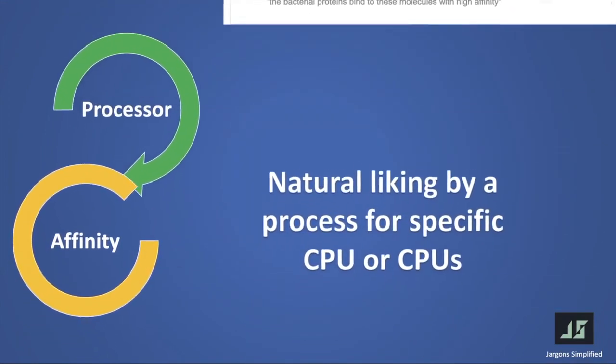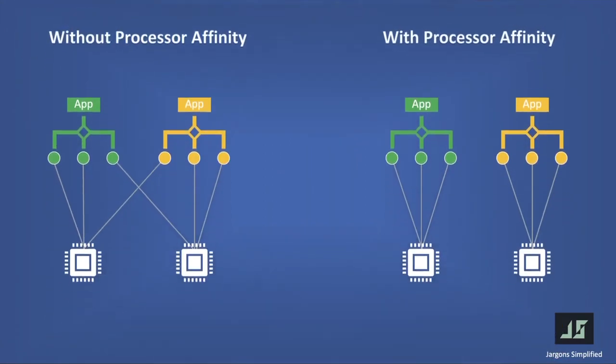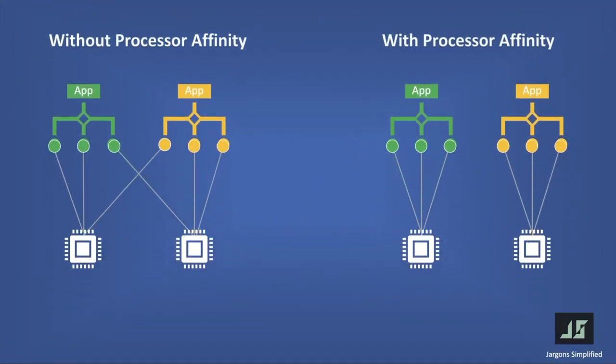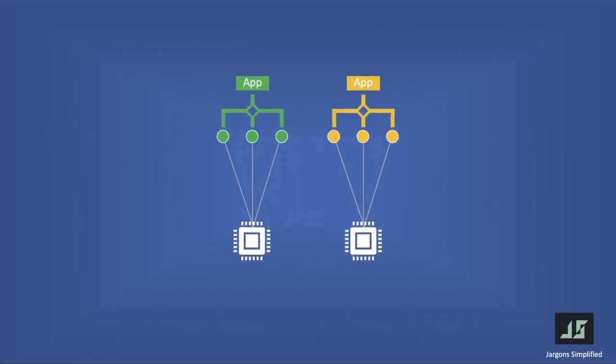If you combine the meaning of these two words, we can define processor affinity as natural liking by a process for a specific CPU or CPUs. Without the process affinity, the processes or threads or tasks can be assigned to any CPU as seen fit by the scheduler. There's no guarantee that the processes from the same application will be assigned to the same CPU or CPUs. But with the process affinity configured, processes are tagged with the processor so that they get executed by the same CPUs. As in a way, we are pinning the CPU, it's also called CPU pinning.